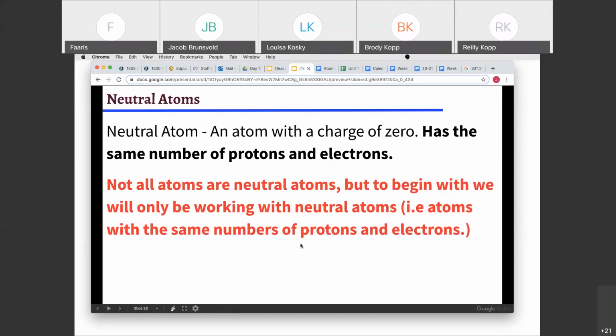So not all atoms are neutral atoms, but to begin with, we will only be working with neutral atoms. So in other words, atoms that have the same number of protons and electrons. So I'm not exactly sure when we're going to be covering ions, but for right now, you can just think of all the atoms that we're working with right now have the same number of protons and electrons.